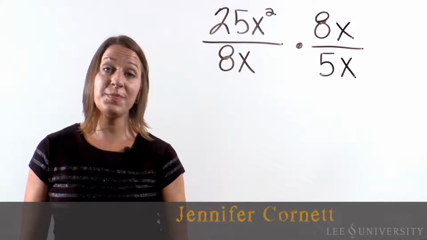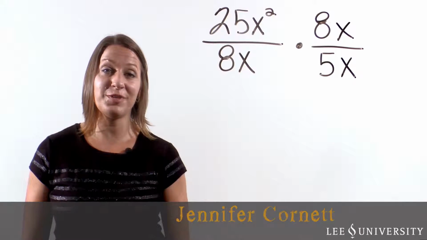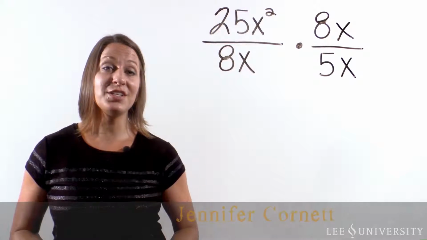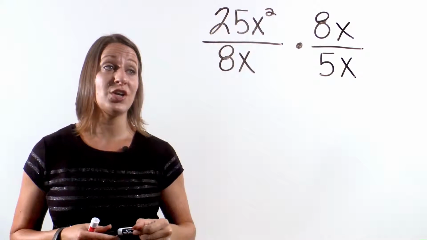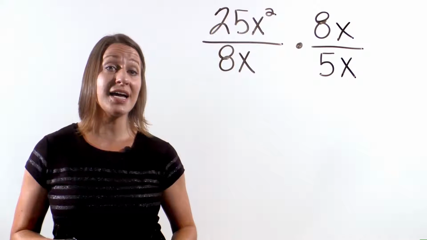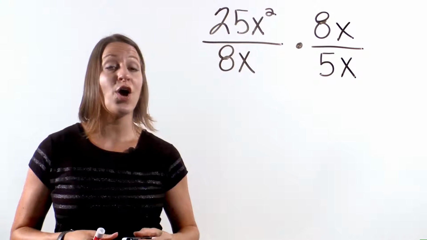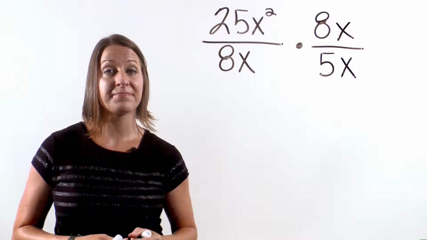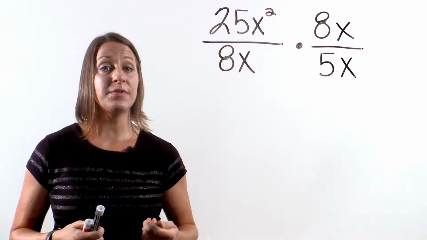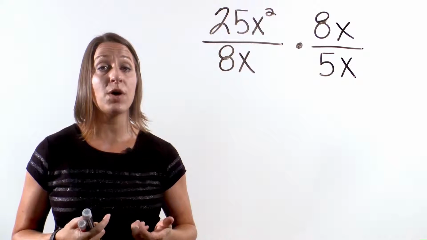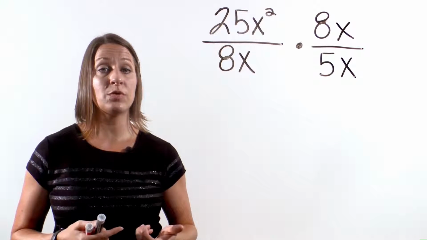So grab a pencil and some paper and work through these examples with me. Let's take a look at our first example. We have 25x squared over 8x times 8x over 5x. Before we multiply, we're actually going to simplify first. We're going to make these into smaller numbers so it'll be easy to multiply.